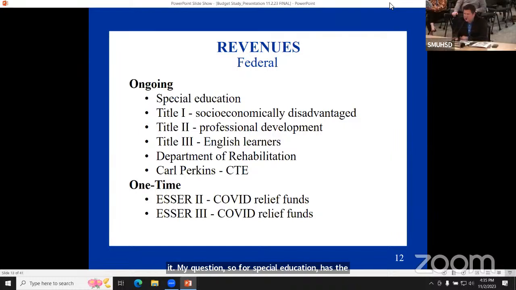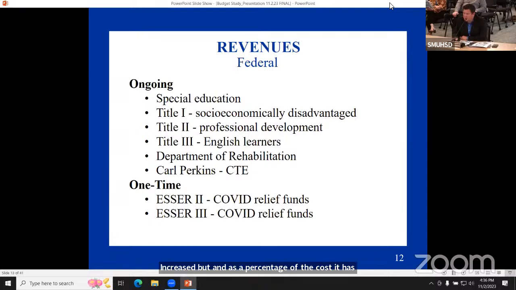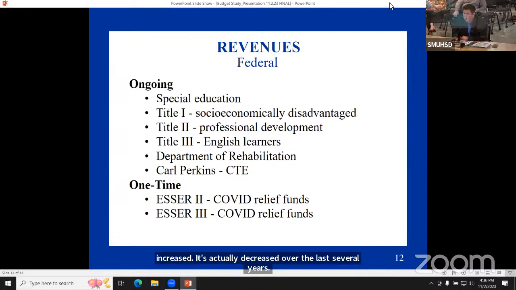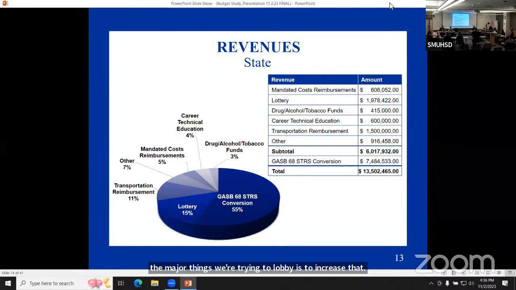It has increased a little bit over the last couple of years, but not in the current budget. And there's not an expectation that it'll be increased. And as a percentage of the cost, it has not increased. It's actually decreased over the last several years. My commercial is CSBA is trying to send us to Washington, DC each year. That is one of the major things we're trying to lobby for, to increase that. So I think that would be nice for us to consider. Anyway, thank you.